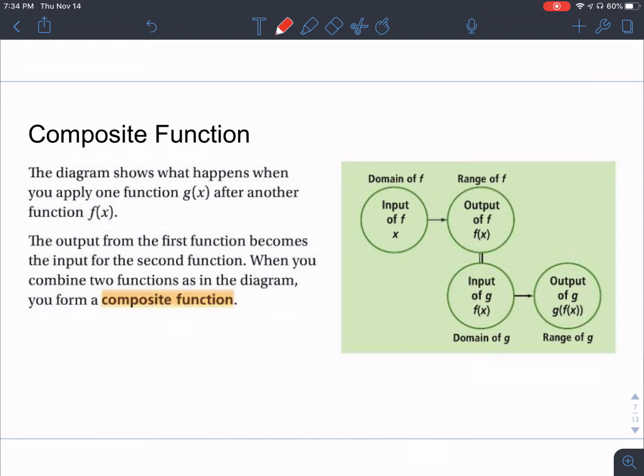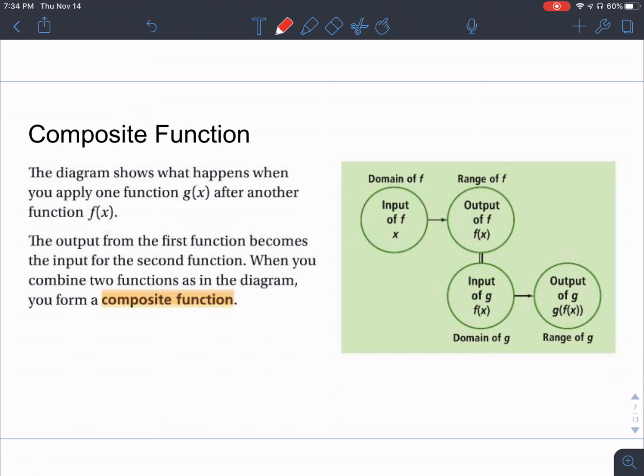But if we look at the diagram here, the diagram shows what happens when you apply one function g of x after another function f of x. So the output from the first function becomes the input of the second function. When you combine two functions, as in the diagram, you form a composite function.